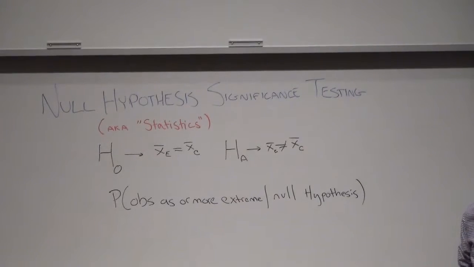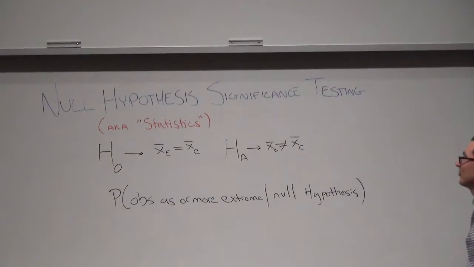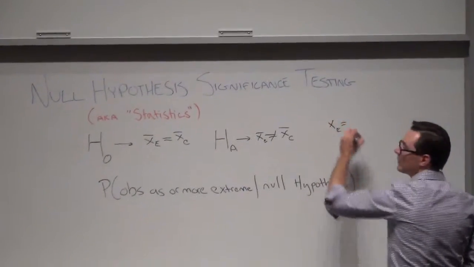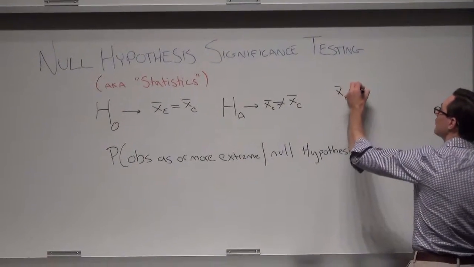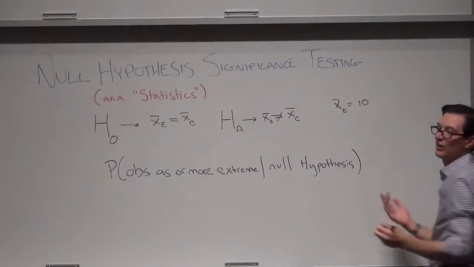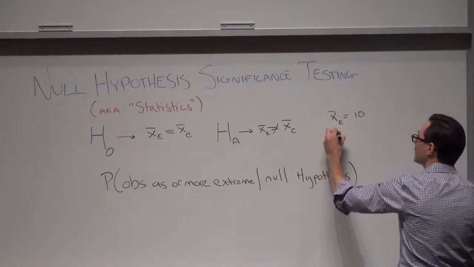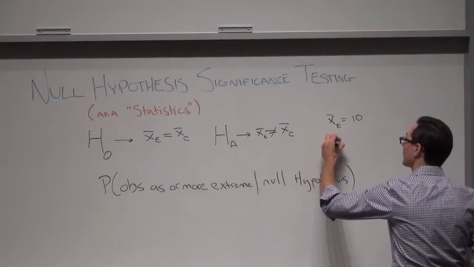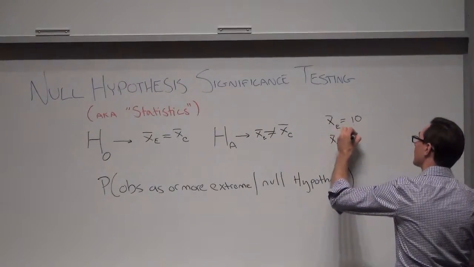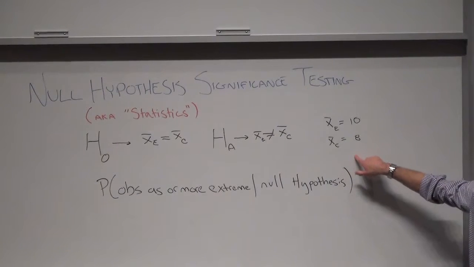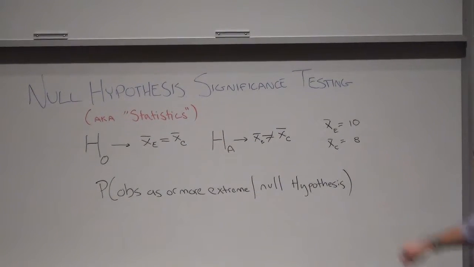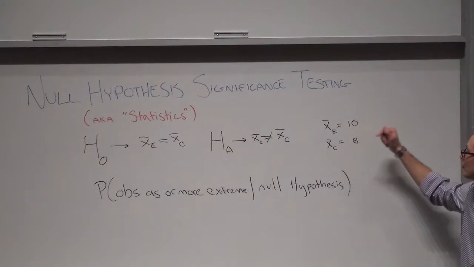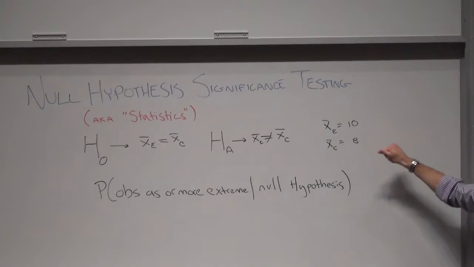So let's write this a little more pragmatically in the case where we observe that the experimental group lived for 10 months, say, on average, and the control group of mice lived for 8 months on average. So what's our observation? Our observation is that the experimental group was 2 months diverged from the control group.